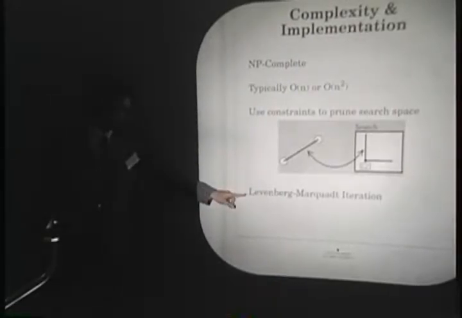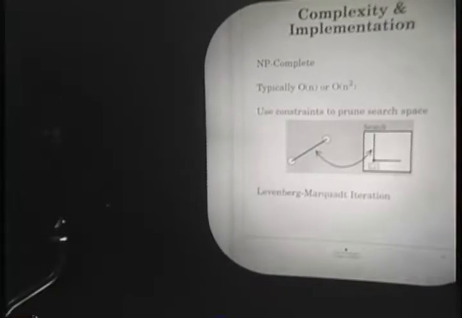When we solve our constraint system, we use Levenberg-Marquardt iteration, which is an optimization technique. It allows us to solve both under-constrained systems and over-constrained systems. It's a very robust constraint solution technique.